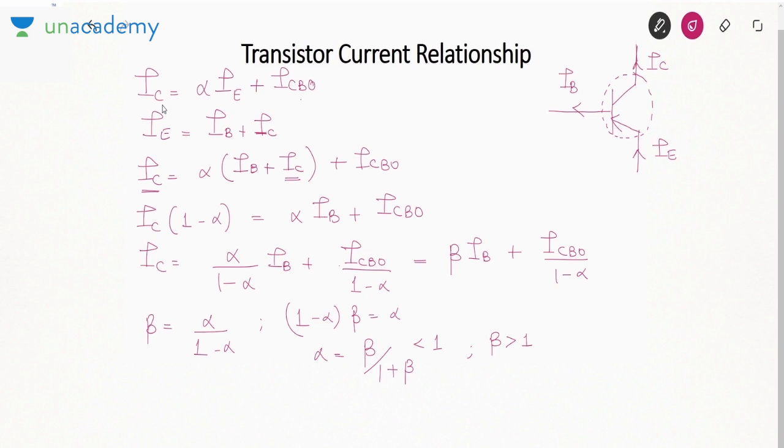Similarly, if we find out 1 minus alpha, 1 minus alpha is alpha by beta, which is 1 plus beta. From this relation I am writing alpha by beta is, alpha by beta is 1 upon 1 plus beta.